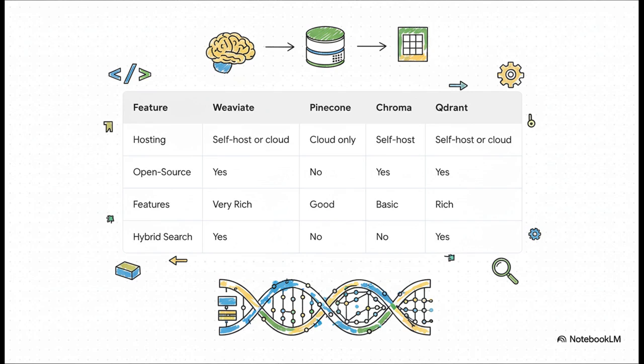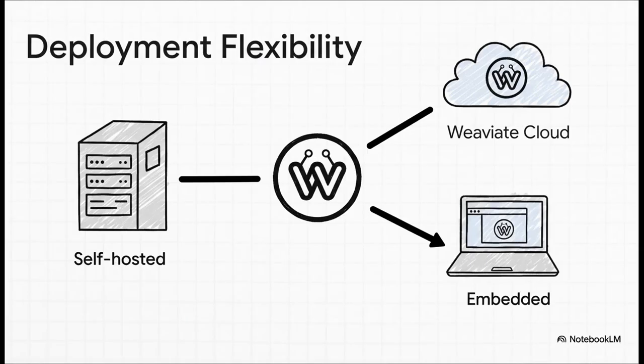Weaviate really hits this sweet spot. You can self-host it or use the cloud. It's open source, it's absolutely packed with features, and it has that killer hybrid search. That unique mix makes it a really strong choice, especially for larger companies. And this flexibility is a huge, huge deal.